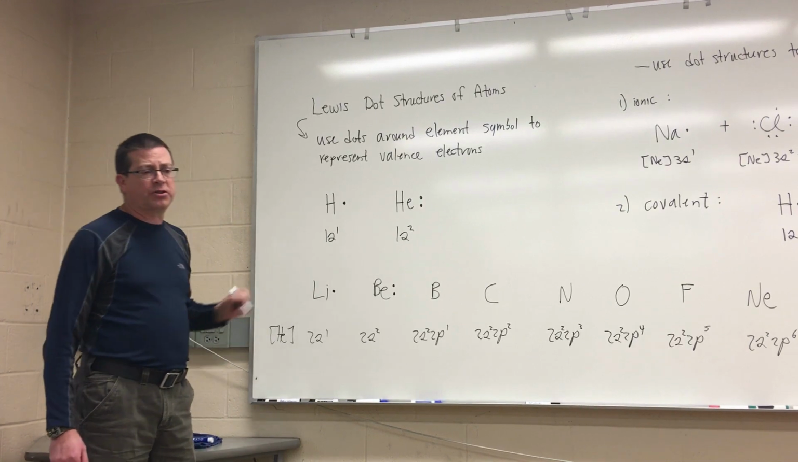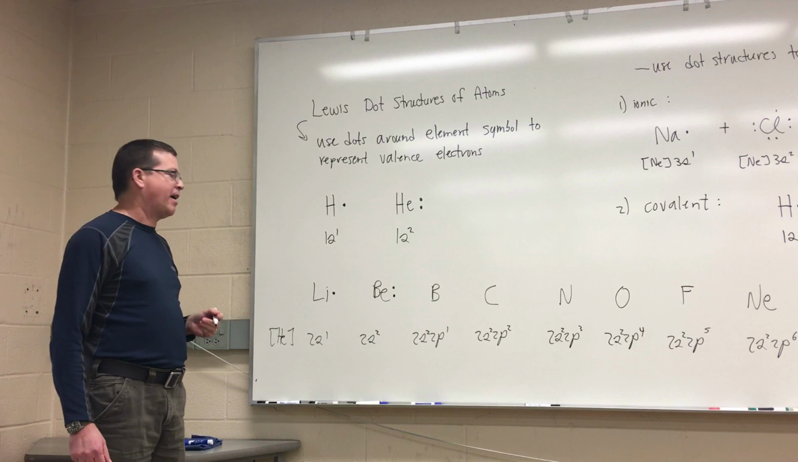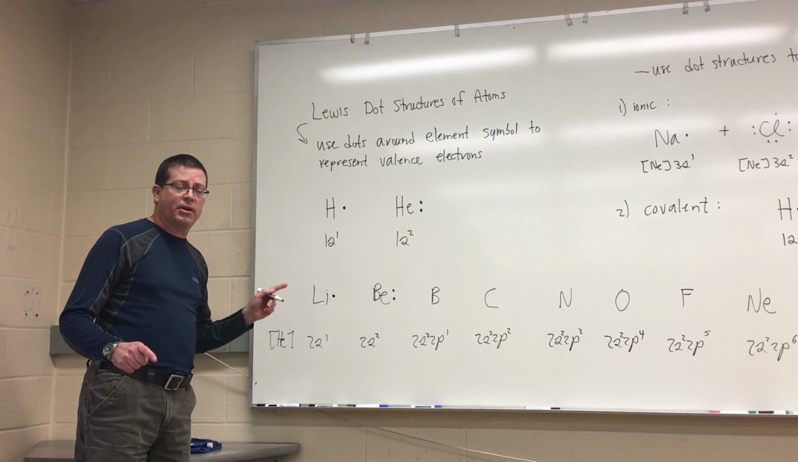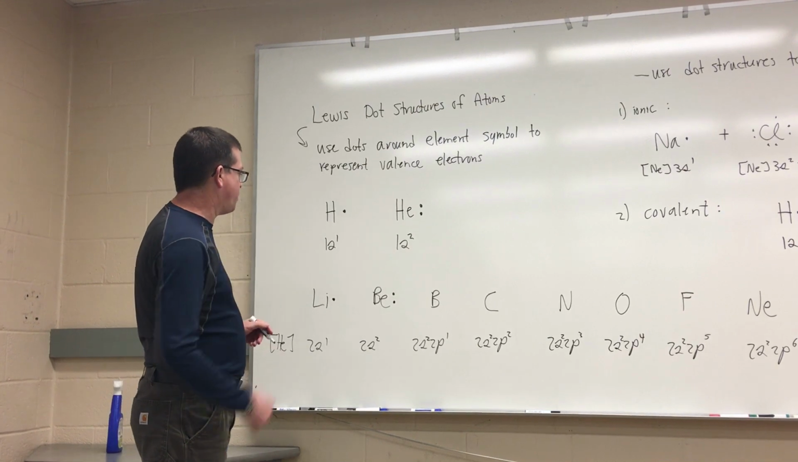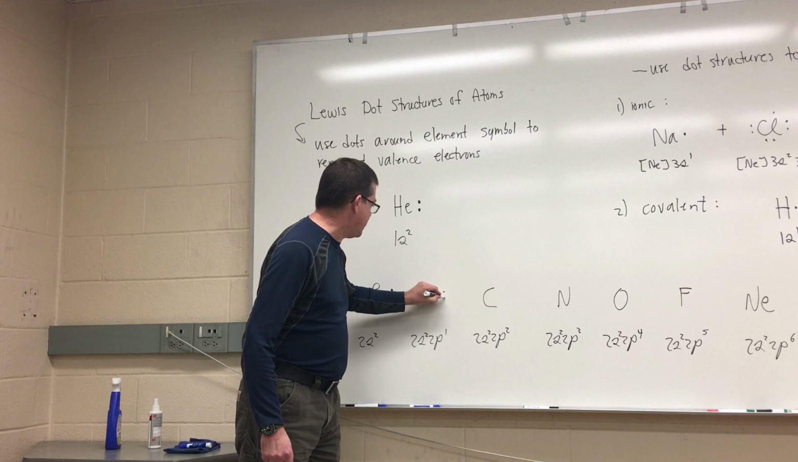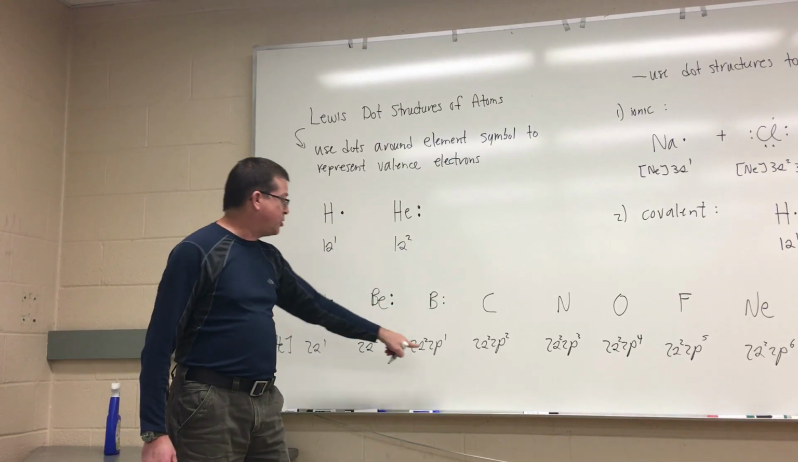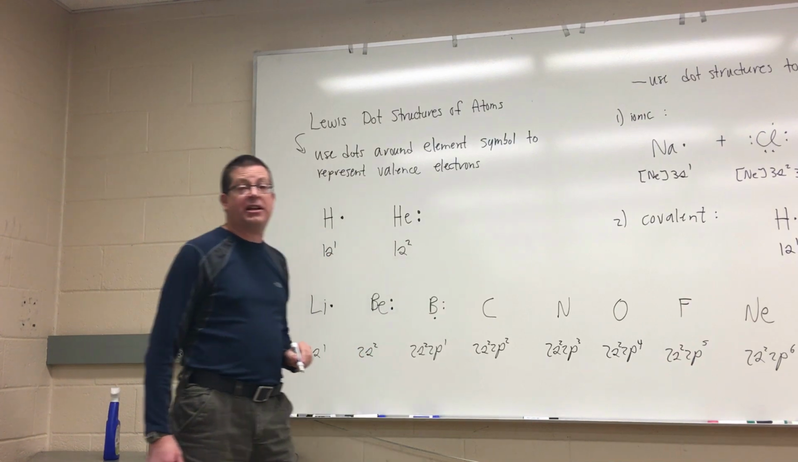But now that we're in the n equals 2 level, we're not done yet. We still have a set of 2p orbitals that we have to fill. Remember, we have 3 of them, so we can accommodate up to 6 more electrons. So as I move across to boron, I've got my 2s2 that I started with beryllium, and now I'm going to add a 2p electron here. So I'm going to represent that as a third dot underneath.